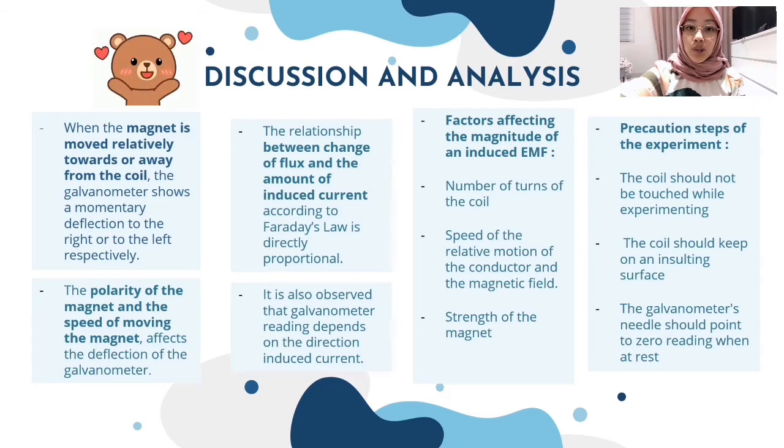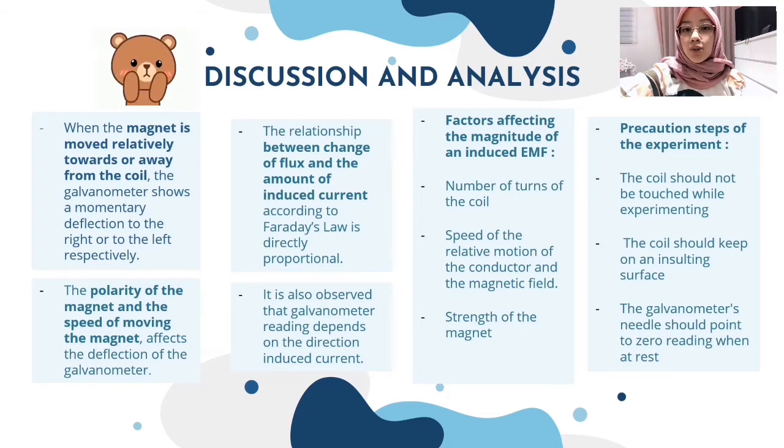I'm going to continue with the next discussion, which is the relationship between the change of flux and the amount of induced current based on Faraday's law. So what is the relationship between these two? The amount of induced current increases when the rate of change of flux increases. Thus, according to the formula of Faraday's law, it proves that the amount of induced current is directly proportional to the rate of change of flux.